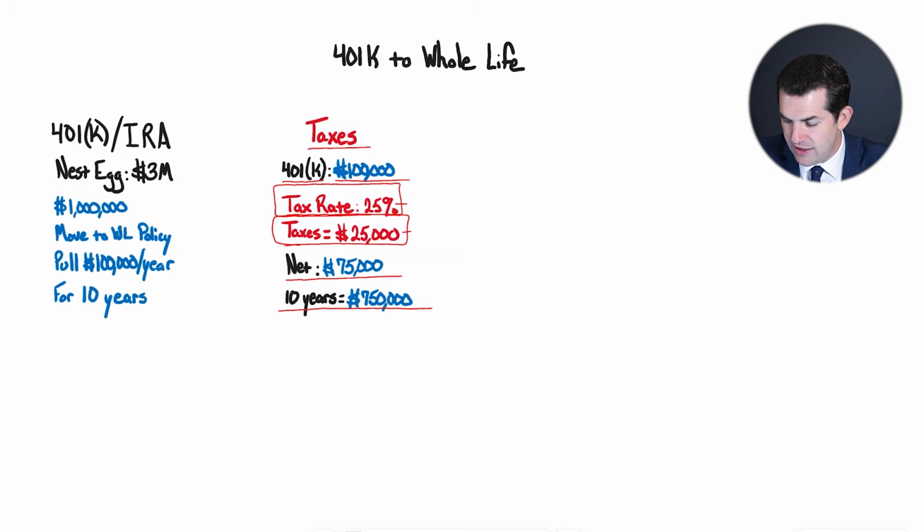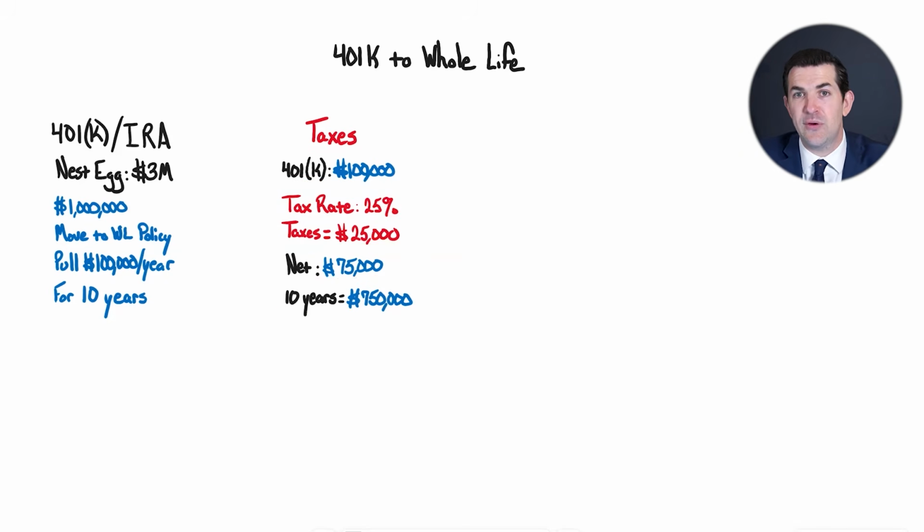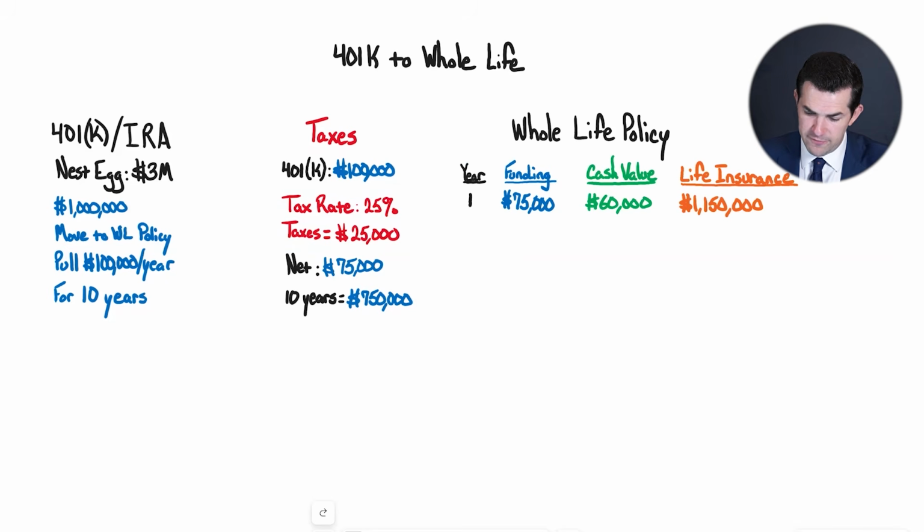So for the next 10 years, you'll get a total of $750,000 into the whole life insurance policy. So it might look like this. These are numbers from an illustration I just ran. In the first year, you fund $75K. Your cash value will be about $60,000, and your life insurance benefit is just over $1.1 million.